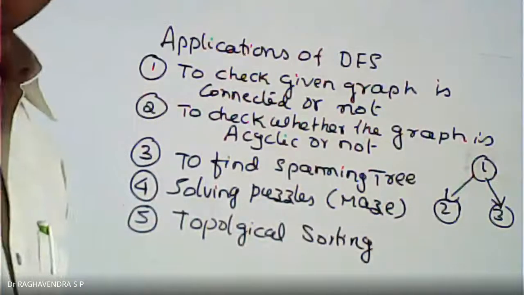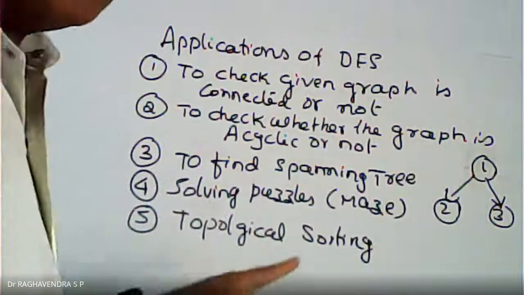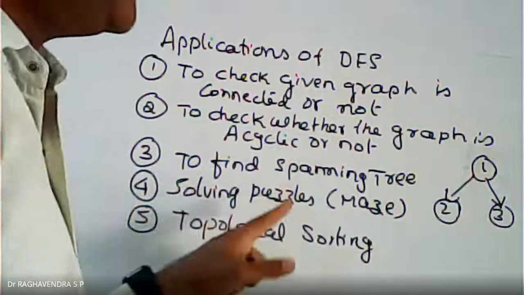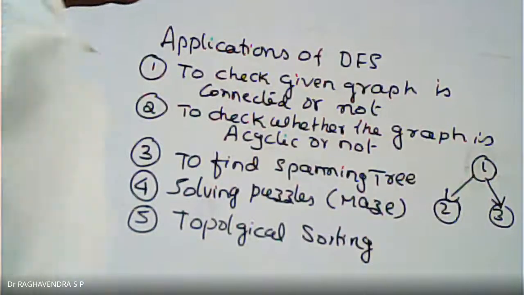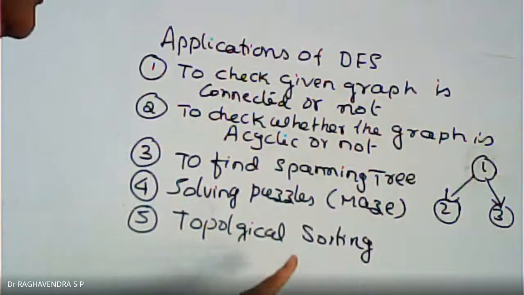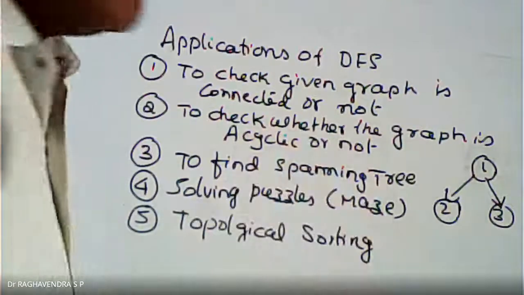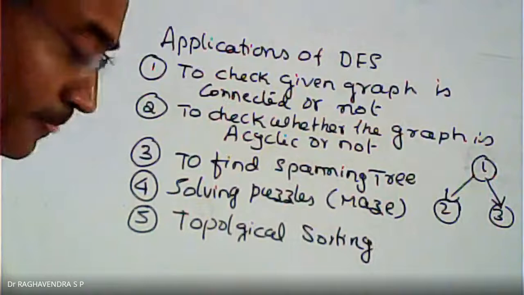Next is spanning tree. Then topological sorting. In topological sorting, the order in which the nodes are visited, if we print it in reverse order, that is a topological ordering.